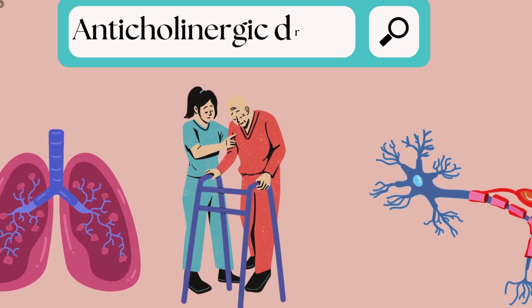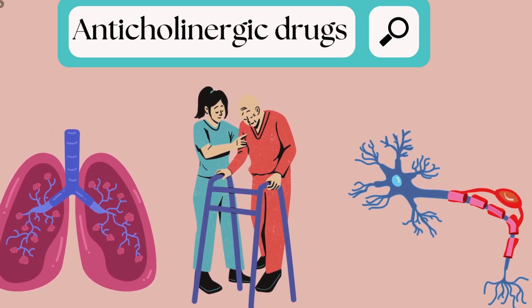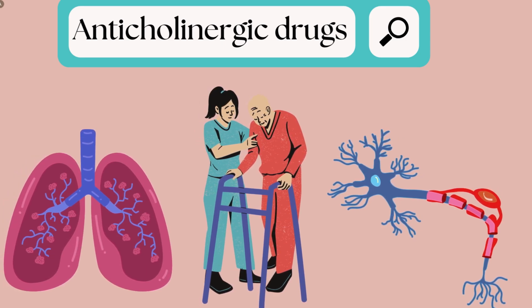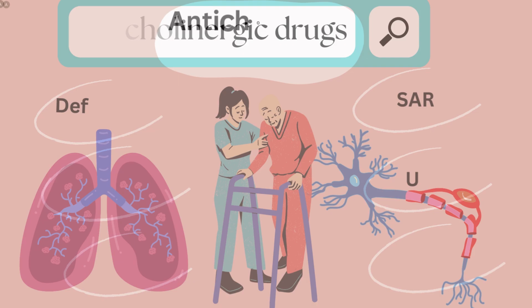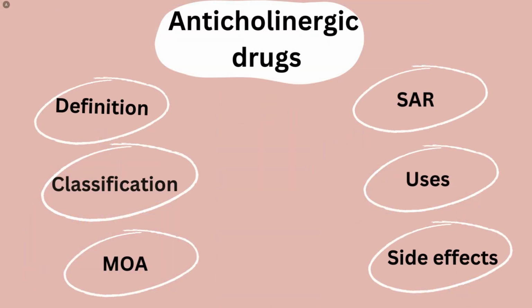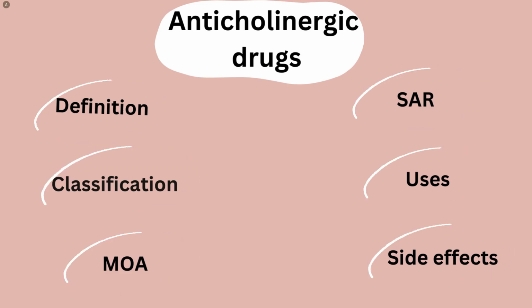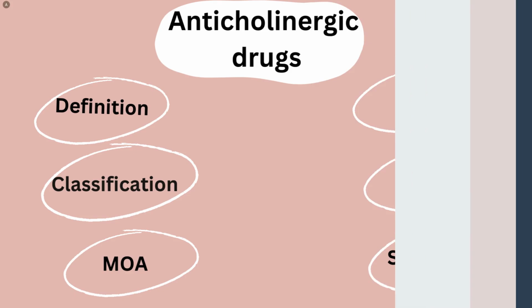Hello, everyone. Today we're going to talk about an interesting topic in pharmaceutical chemistry, which is anticholinergic drugs or parasympatholytics. We are going to dive into the world of anticholinergic drugs, exploring their classification, effects, uses, mechanism of action, structure activity relationship, and potential side effects.